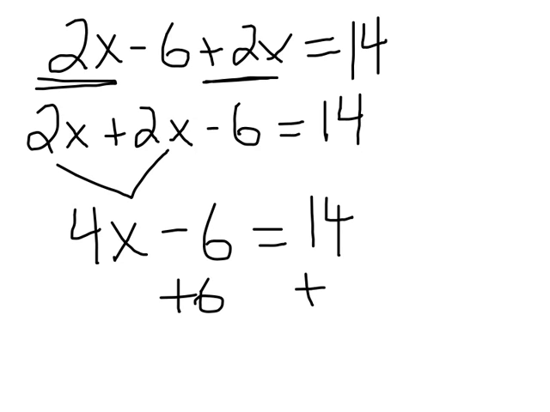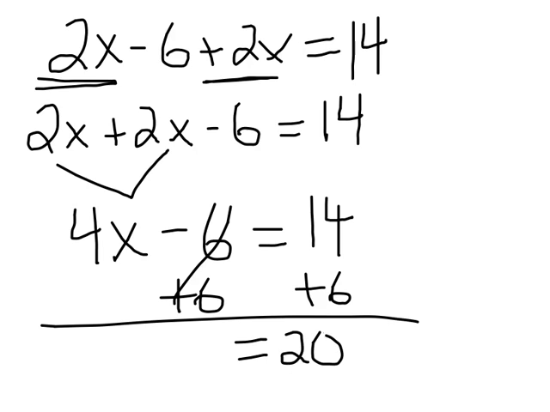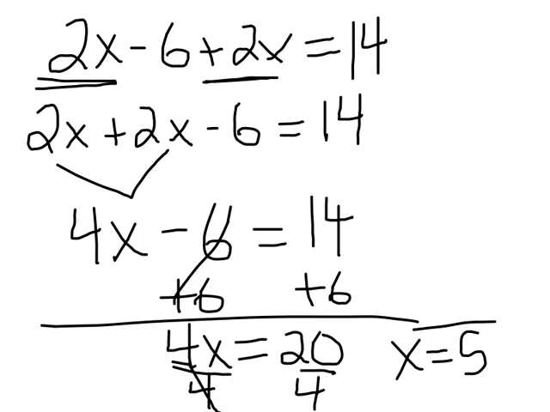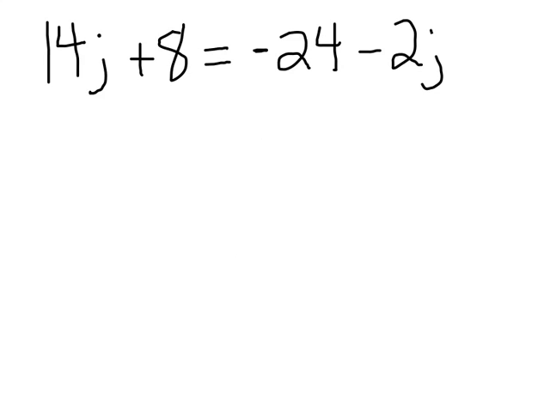Add 6 to both sides. 6's cancel out. I'm left with 20 equals 4x. Last step, use inverse operation by dividing by 4. So x equals 5. So do you all see how moving my constant across by adding 6 was the exact same thing that we did on the first problem, but we subtracted 4x. It's the same way to get across the equal sign whether you have a variable or not. Let's do another example.